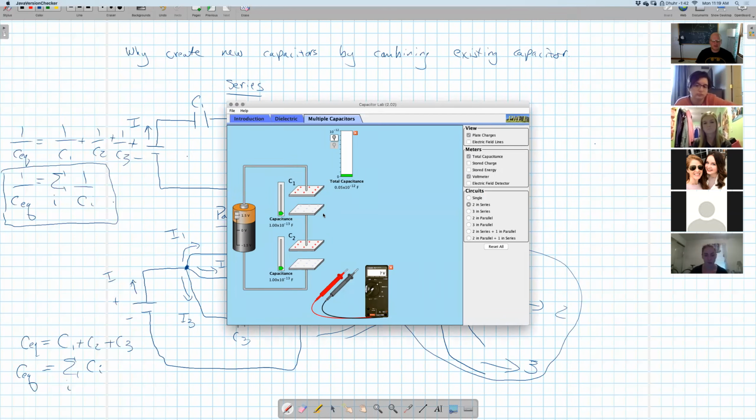Okay. And then the second case, you're doing it with 2 in parallel. The third case, you're doing 2 capacitors in series and 1 in parallel. And then the final case, you're going to do 2 in parallel and 1 in series.